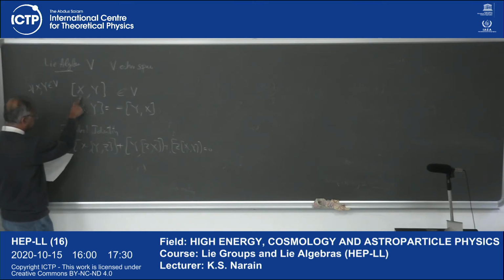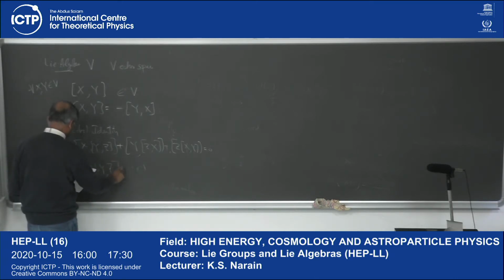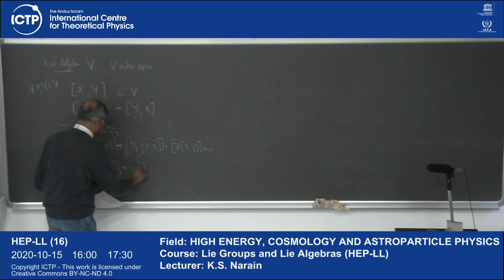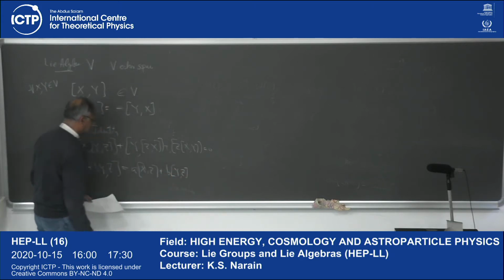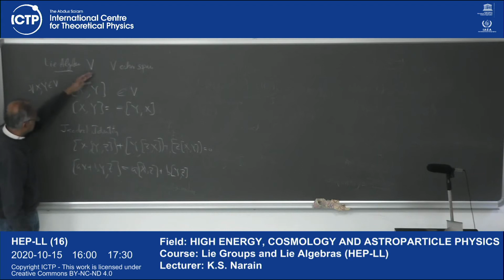And this bracket also preserves a vector space structure, which means if I take a x plus b y commuted with, say, z, that's the same as a [x, z] plus b [y, z], where a and b are numbers. So this just means that V has a vector space structure. So whatever bracket you define had better also be consistent with that vector space structure. So these are just the four definitions.